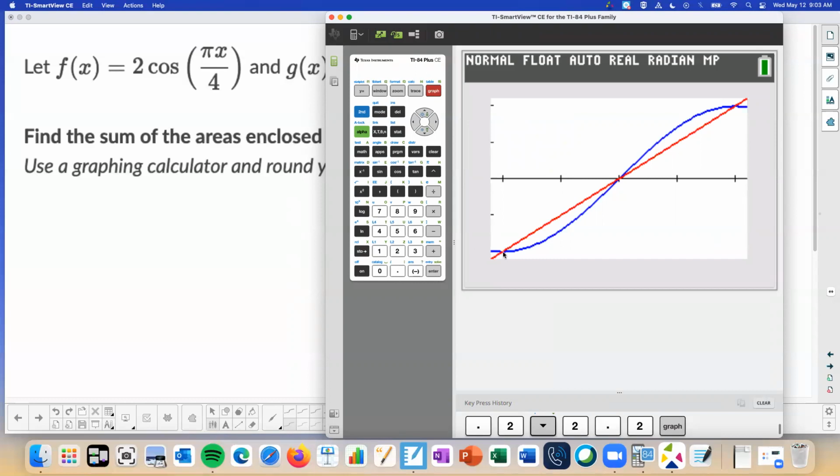I don't know what crosses at 4. I'm pretty sure it does because they specifically told us 4. But here's how you find out.